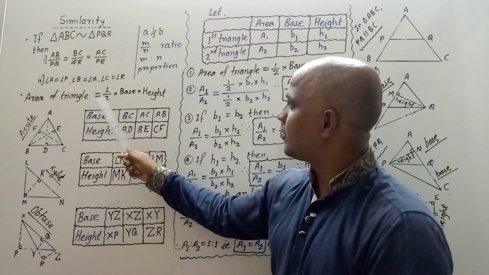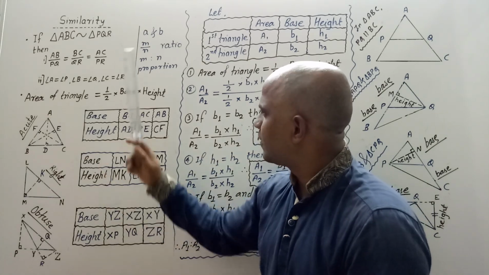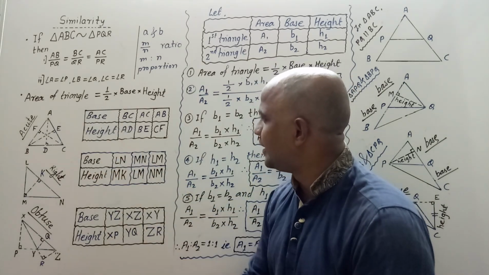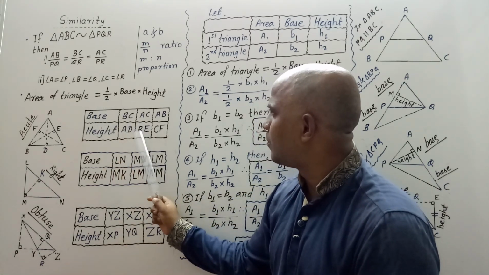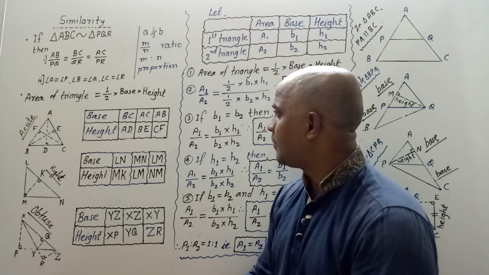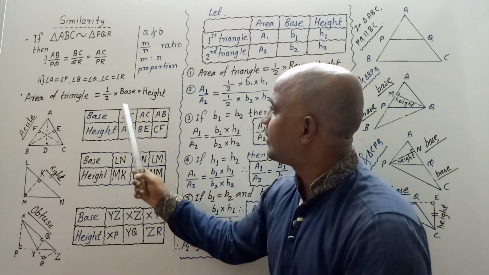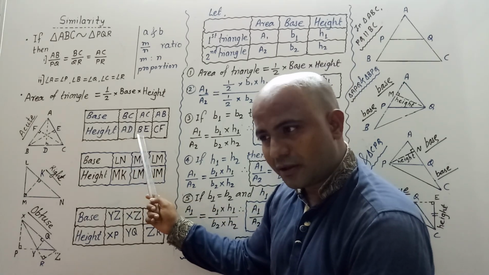Area of triangle is equal to half into base into height. Then from this, area of triangle ABC is equal to half into BC into AD. Area of triangle ABC is equal to half into AC into BE. Area of triangle ABC is equal to half into AB into CF. Means when we take the base BC, its height must be AD, not B.